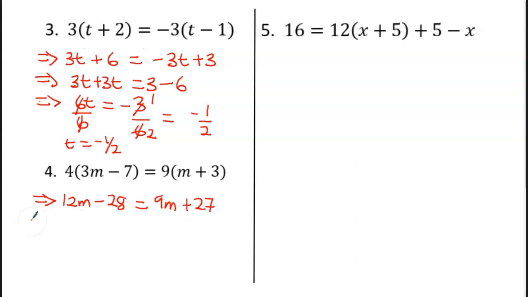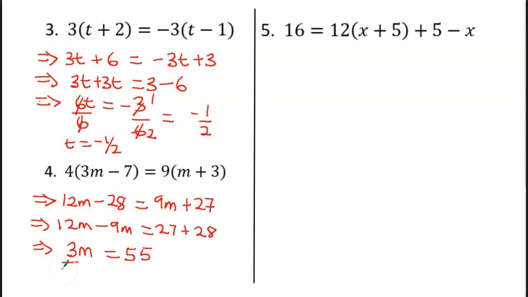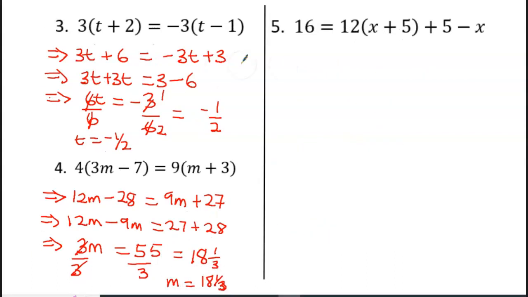So we group the like terms. So 12m, we bring 9m to the left hand side, so 12m minus 9m is equal to 27 plus 28. So 12m minus 9m is giving us 3m, which is equal to 27 plus 28, giving us 55. So we divide both sides by 3, so m is equal to 18 whole number 1 on 3. Okay, let's look at the last question.